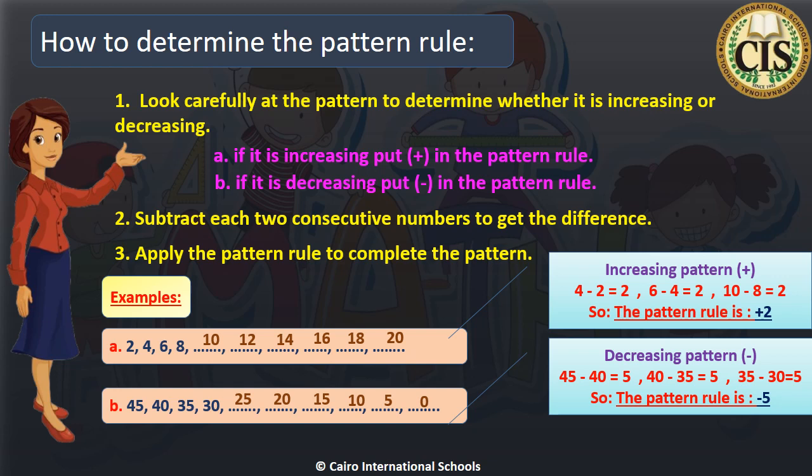45 minus 40 equals 5. 40 minus 35 equals 5. 35 minus 30 equals 5 too. So the pattern rule is minus because it's a decreasing pattern, and 5 is the difference. So 30 minus 5 is 25. 25 minus 5 equals 20. 20 minus 5 equals 15, and so on.